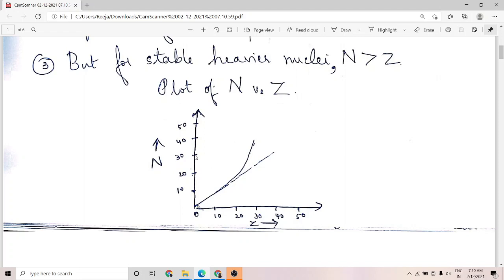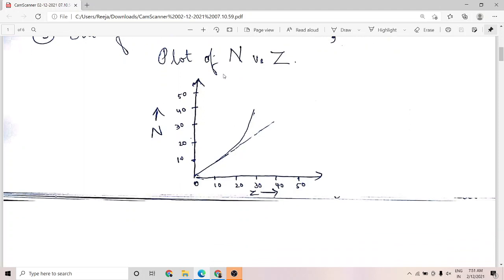See here, when the number of neutrons is 30, in this particular stable nucleus, we find that the number of protons is less than 30. Again, when the number of neutrons is nearly 40, it is found to be stable when the number of protons is less than 30. So we see that heavier nuclei are found to be stable when the number of neutrons is greater than the number of protons.